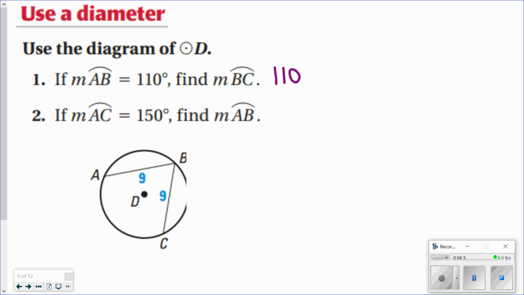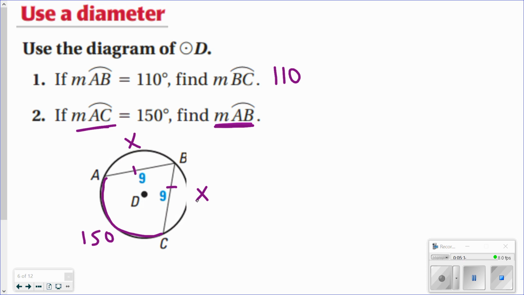Part B, if the measure of arc AC now is equal to 150 degrees, so now we're going to say that this is 150 degrees, I want to figure out what is the measure of arc AB. We know that arc AB is here, and I'll call that X. Once again, by looking at our chords, we notice that these two chords are congruent, which means whatever measure we figure out for AB is going to be the same as BC. So I could also call this X.